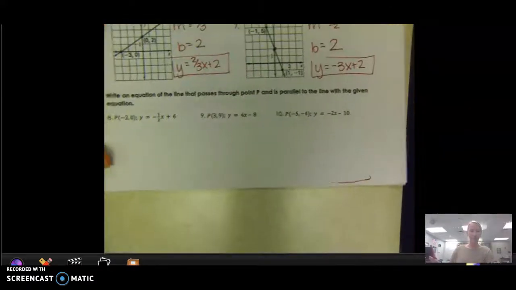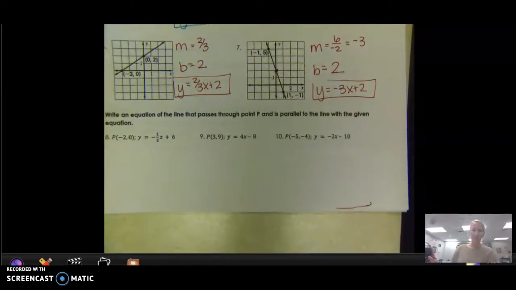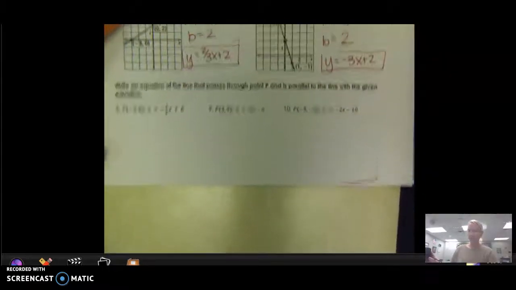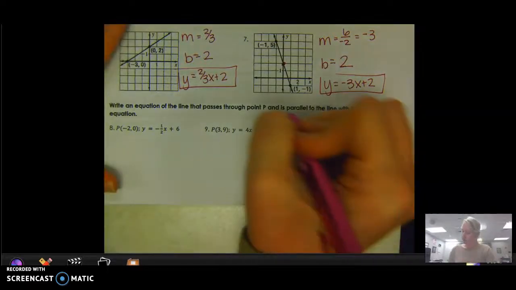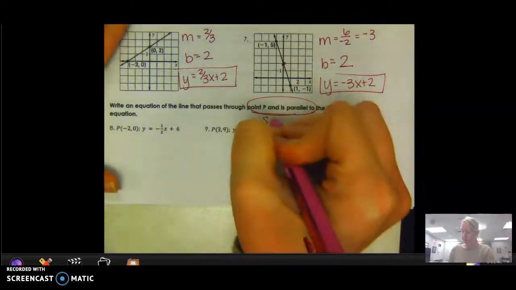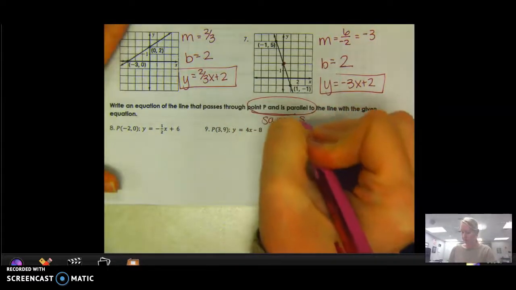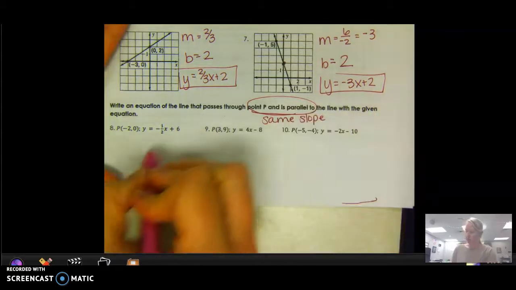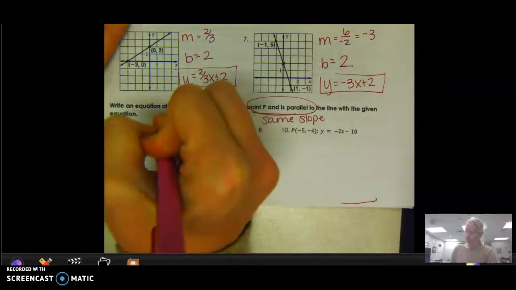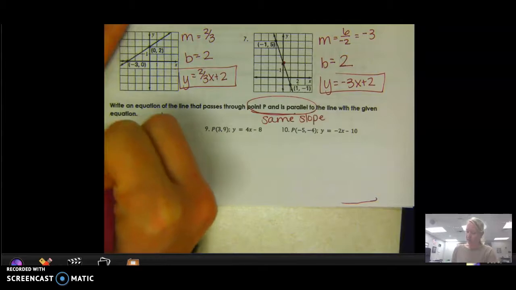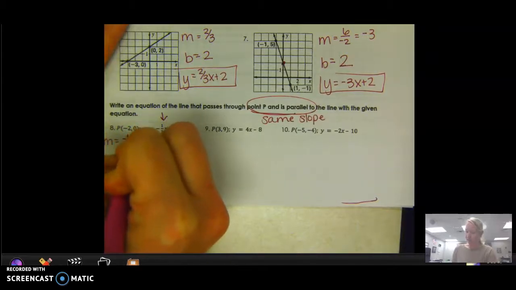Alrighty. Okay. Write an equation for the line that passes through P and is parallel to the line given. So, if lines are parallel, that means they have the same slope. So I'm going to use that information. Here's the line that it is parallel to. So the slope of this line is negative 1/2. So that means the slope of my new line is negative 1/2 also.